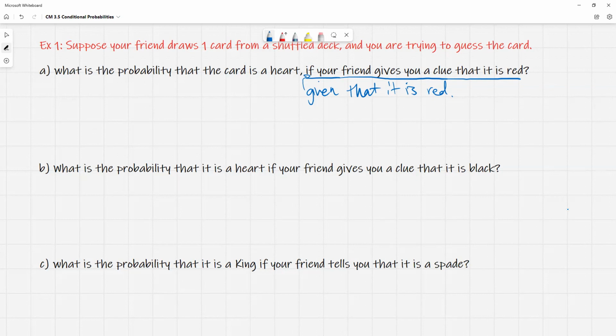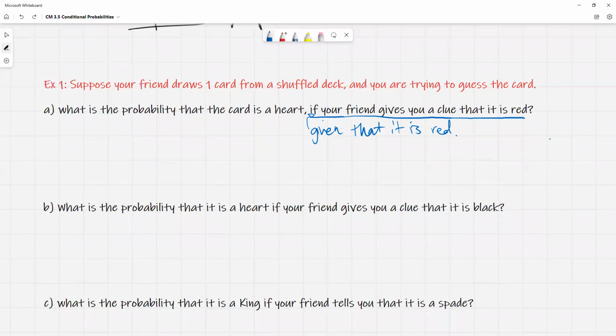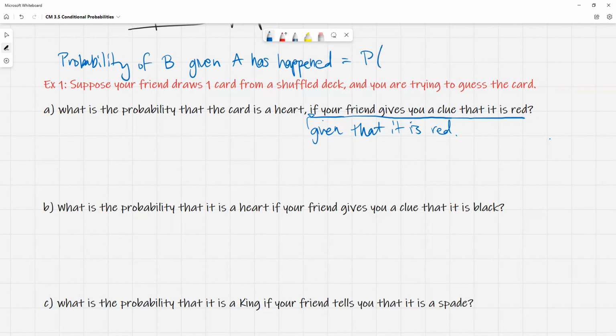So the way we're going to notate this is we're going to say probability of, and actually we're going to write this above right here. We're going to say the probability of some event B given A has happened. Okay, so B given A, we're going to notate that by saying P of B, and we're going to use this vertical bar, A. Okay, so that's the notation for this kind of stuff.